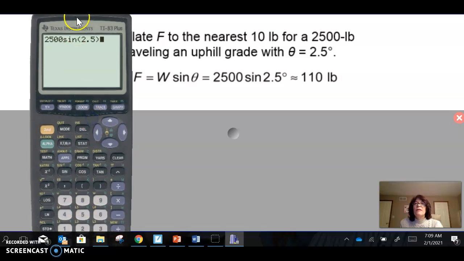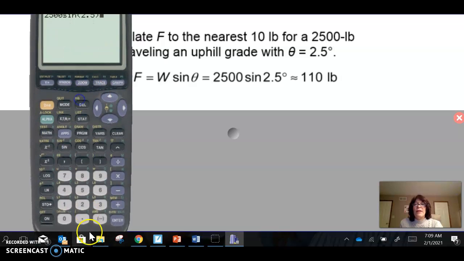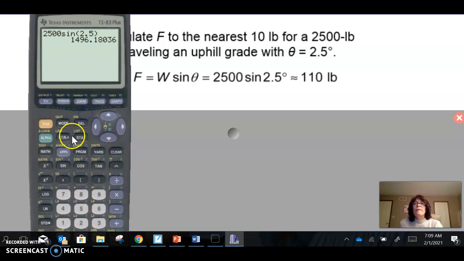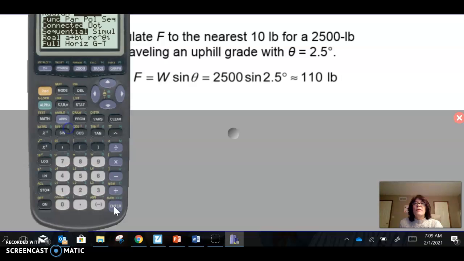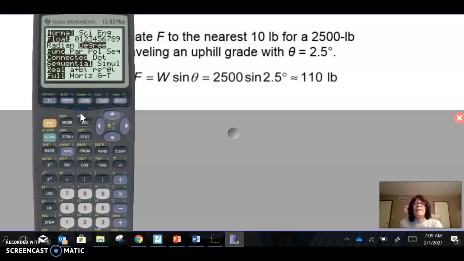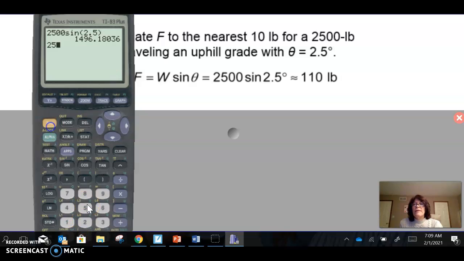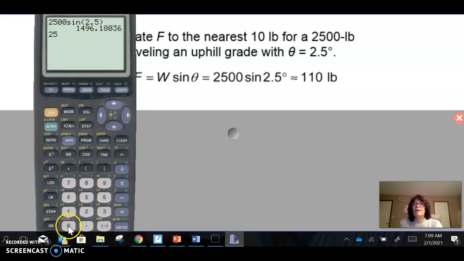Notice how it puts the left parenthesis in for you. You have to remember to put the right parenthesis. I again forgot my degrees. My calculator resets to radian whenever I close out of it. So 2,500 sine of 2.5. I should have done the second entry thing I just showed you about, but I didn't.